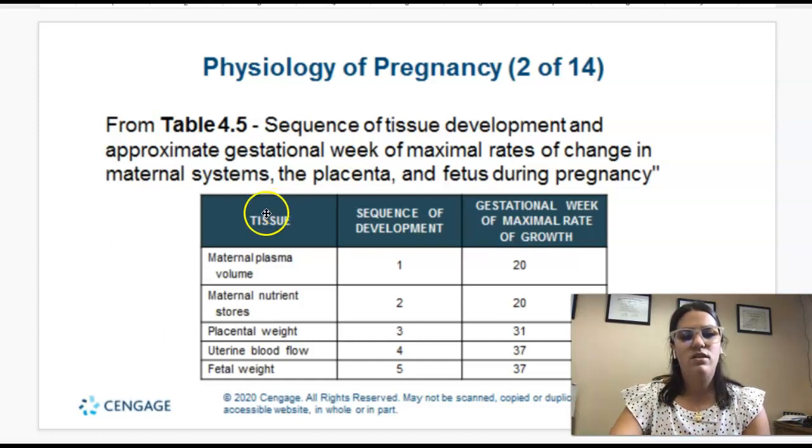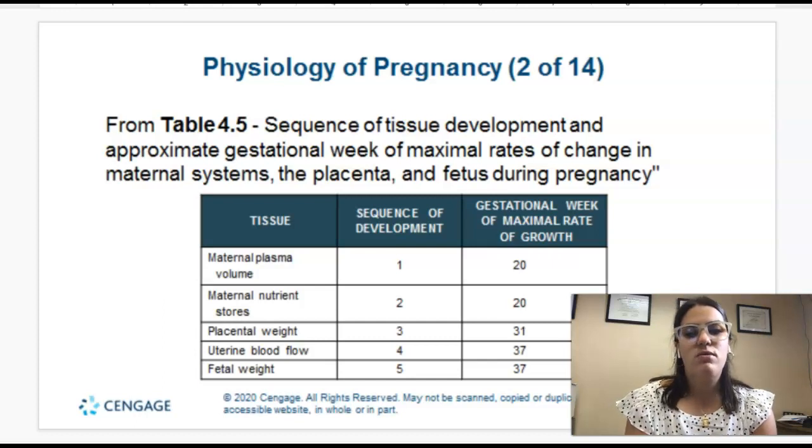So on the far left, you're seeing the tissue that's being developed. The middle column, you're seeing the sequence. And then in that last column, you're seeing the gestational week of maximal rate of growth. So at what time is that growing at its maximum during pregnancy? So what you see first is that maternal plasma volume is developing, and what that does is increases blood flow, essentially, and increasing blood flow to the area that's going to support the fetus.